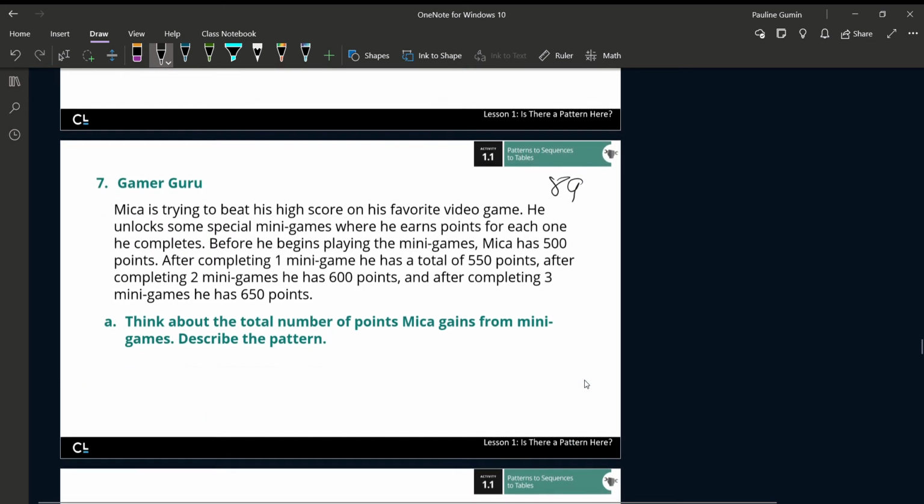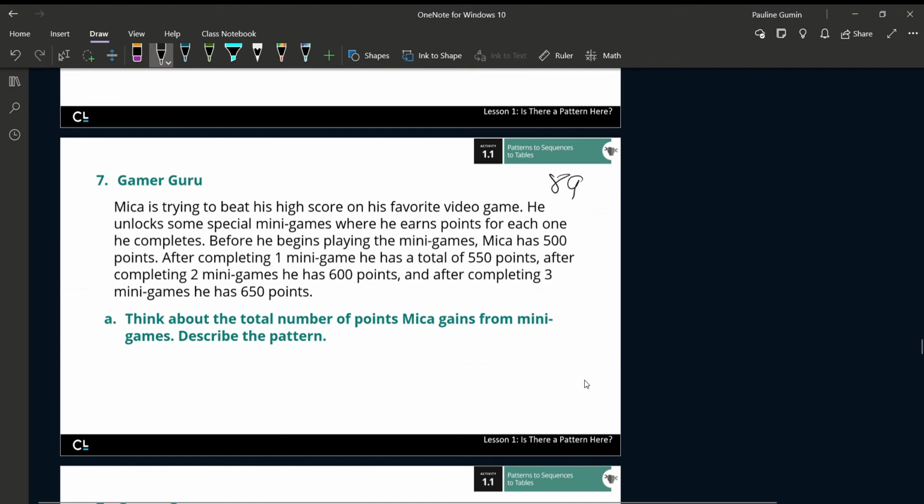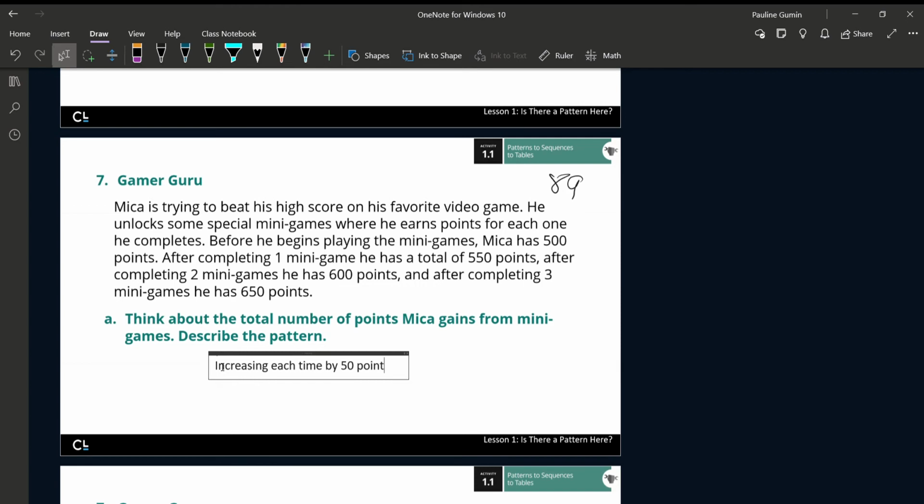Micah is trying to beat his high score at his favorite video game. He begins with 500 points. Then after 1 mini game, he has 550. After 2, 600. After 3, 650. So, what's the pattern? Well, increasing each time by 50 points.